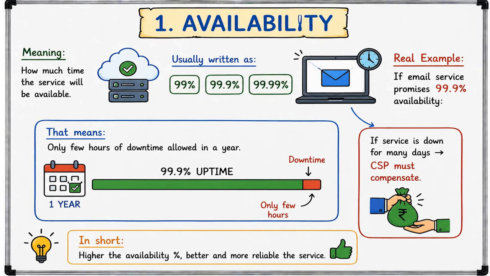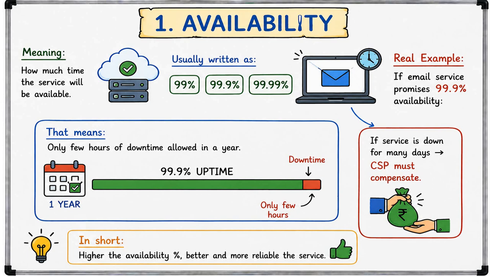Next is if the service is down for many days, then the CSP must compensate. It means that if the cloud provider fails to meet the promised availability, then it is considered an SLA violation, that is a service level agreement violation, and the customer can raise a complaint. So the CSP may provide a refund, give service credits, or offer compensation. For example, if the email service is down for 2 to 3 days, then it exceeds allowed downtime and the CSP must take the responsibility. This ensures that the provider maintains high service quality.